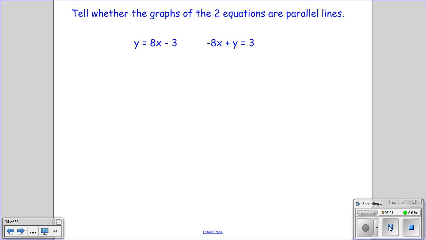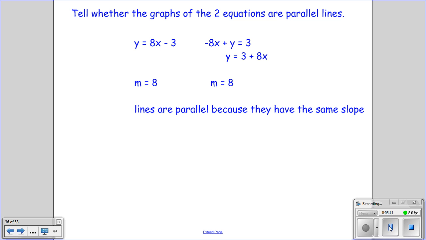Tell whether the graphs of the two equations are parallel lines. We're not going to graph these. We are just going to look at the equations. The first equation is already in slope-intercept form. The second equation is not, and we need to rewrite it in slope-intercept form. So that will be y equals 3 plus 8x. Now, we have m is equal to 8 on both of the equations, and therefore we can say the lines are parallel because they have the same slope.